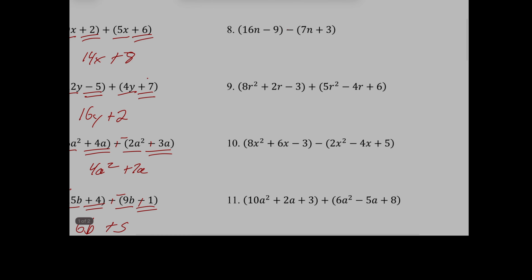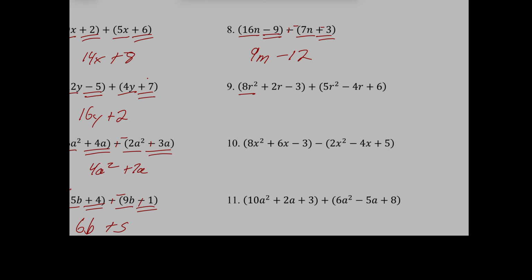All right, I have a minus sign, so I have to add a line, and I have to change both of the signs. 16n plus a negative 7, signs are different. Subtract, keep the sign of the bigger number. Negative 9 plus a negative 3 is a negative 12.